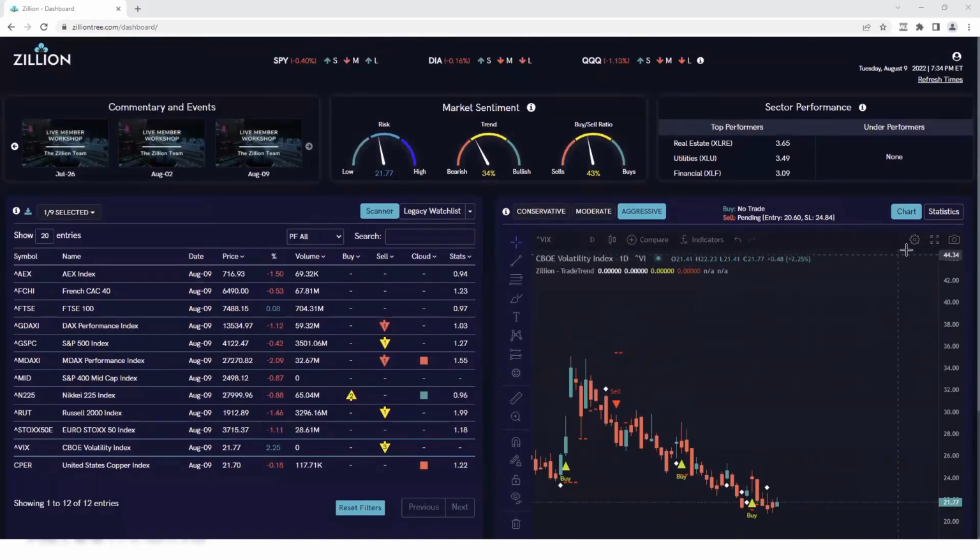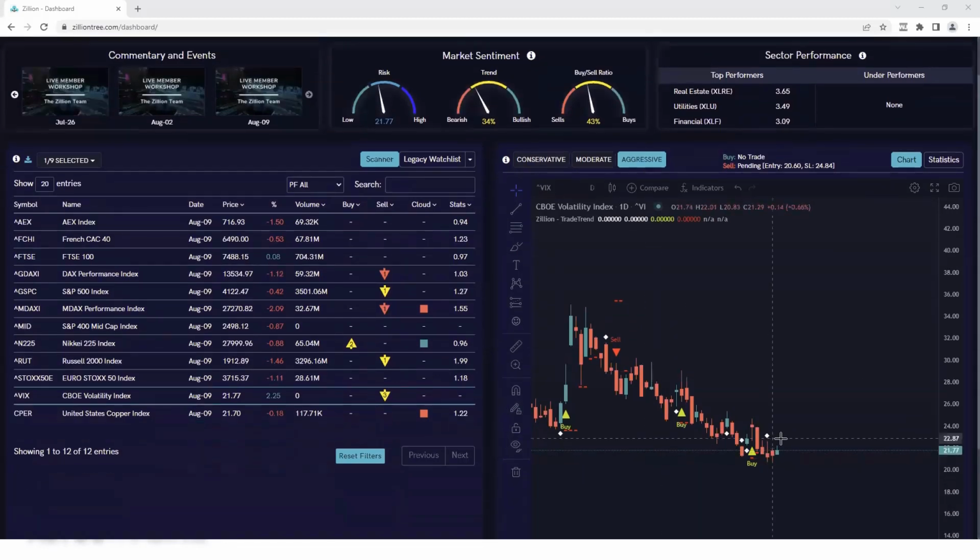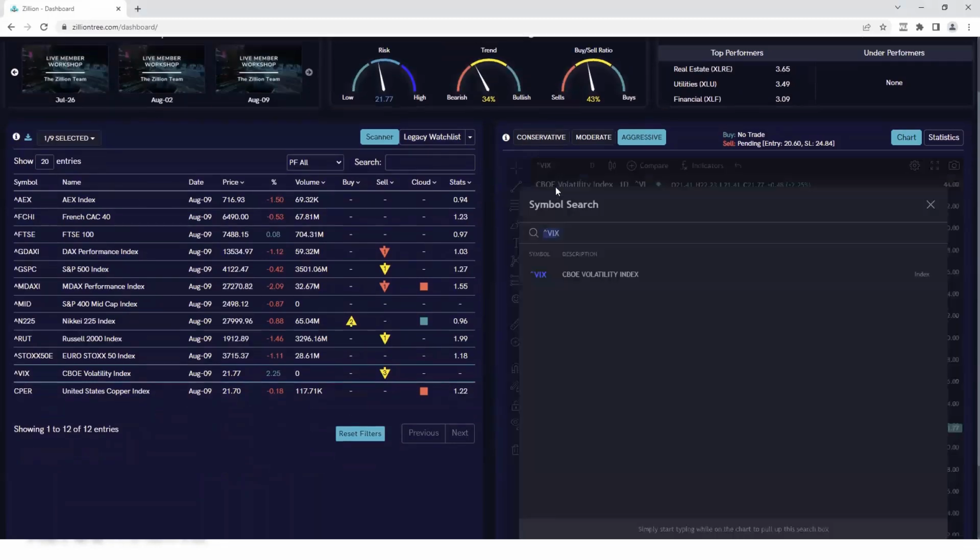So just know that as we look at these, we're going to do it off the Zillion platform, but it might look a little bit different on your charting platform, depending on which platform you have TradeTrend on. So what TradeTrend does is it gives us anticipated buy or sell directional moves in the market with a suggested entry price and then a trailing stop if we hit the entry price.